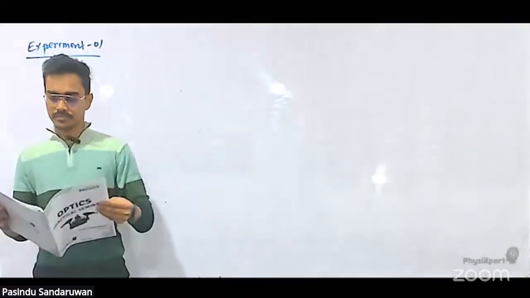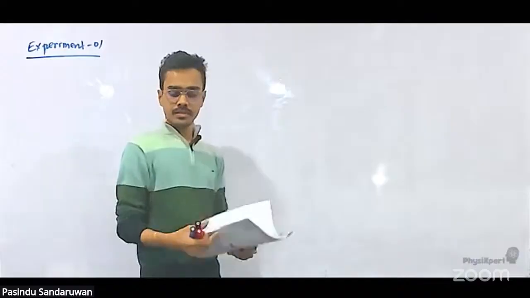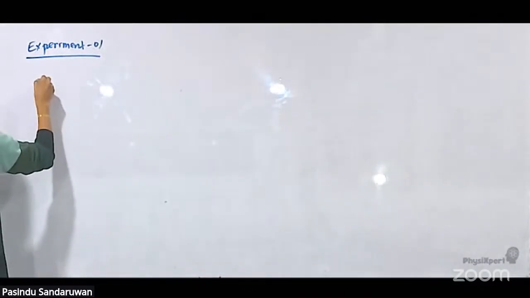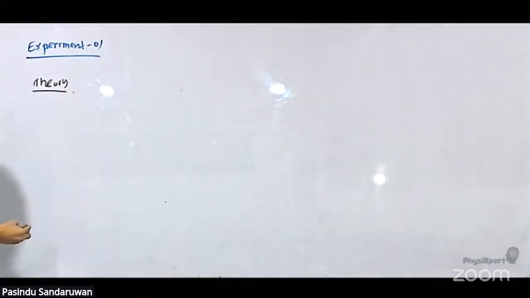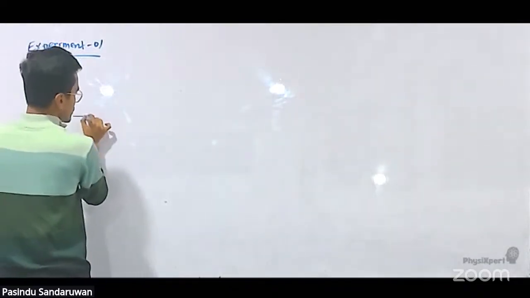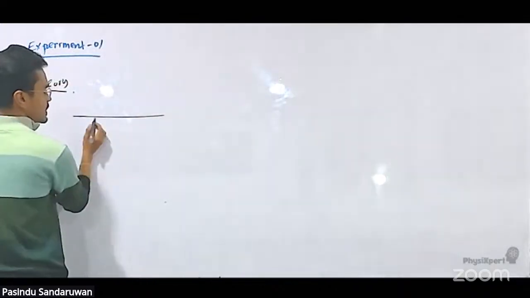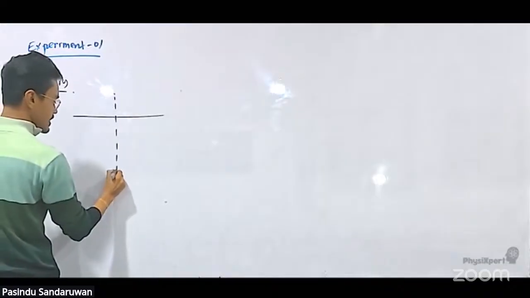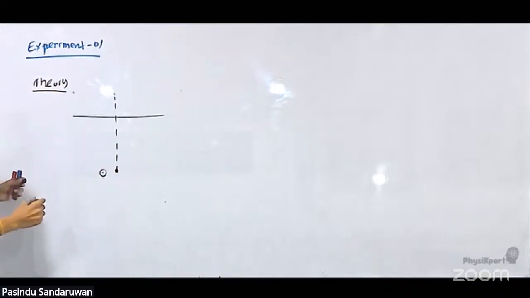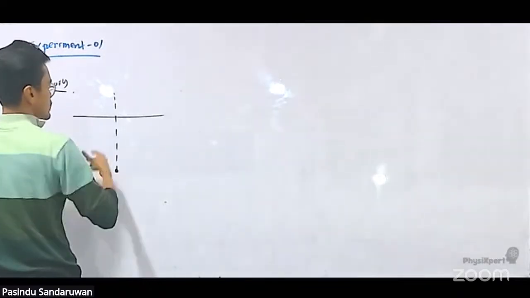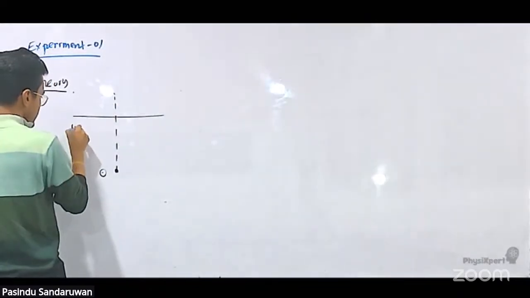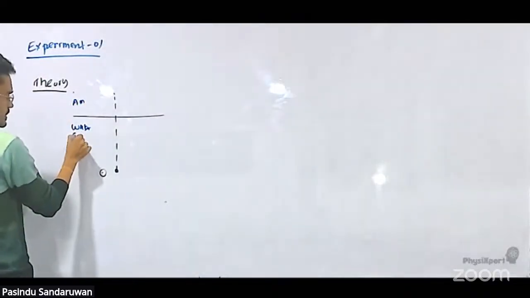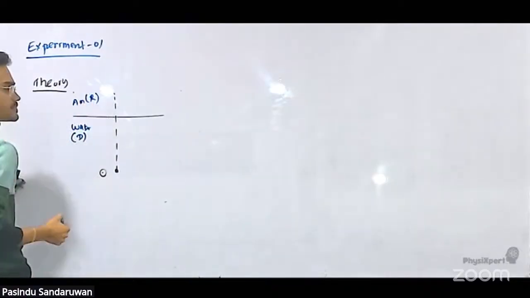Okay, listen. First I'll explain the theory behind this. The theory is apparent depth and real depth. If you are observing something in a dense medium from a rare medium, let's say we have an object somewhere here, O, and you are observing this from air. Assume this as water and air. This should be the dense medium and this the rare medium.